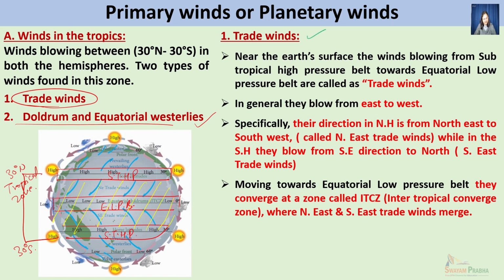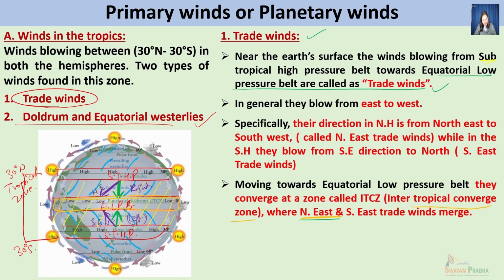Near the Earth's surface, the winds which blow from the subtropical high pressure belt towards the equatorial low pressure belt in both hemispheres are called trade winds. But because of the Coriolis force, the winds are deflected towards their right in the northern hemisphere and towards their left in the southern hemisphere. Therefore, the direction changes.